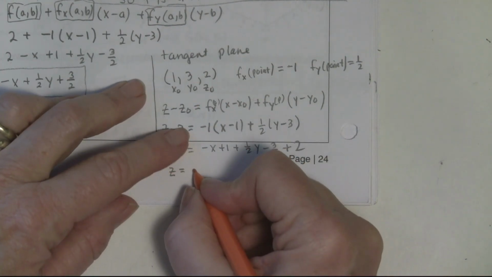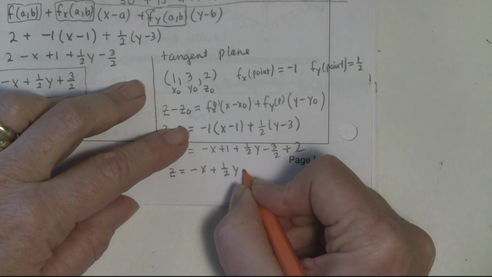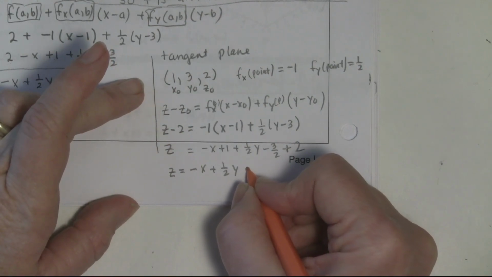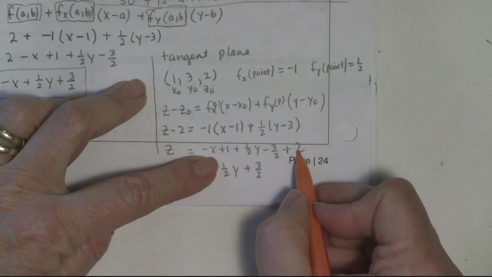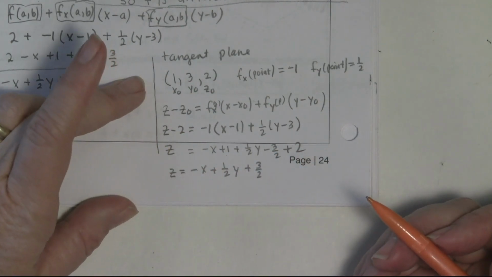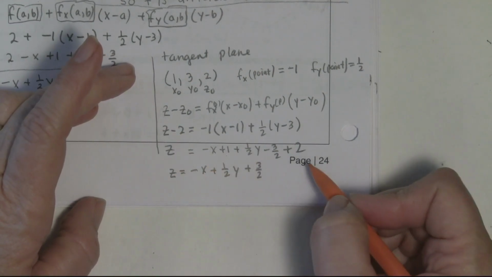Now, when someone asks me to find a linearization as opposed to the tangent plane, this was plus 3 halves, right? It's the same arithmetic: 1 plus 2 minus 3 halves. So when someone asks me to find the tangent plane, I say z equals, and so on.